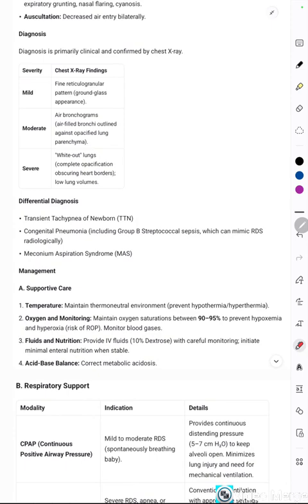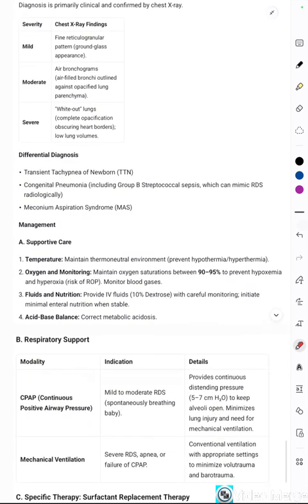So there are chest X-ray findings. In the mild, bilateral reticulogranular opacity is seen. In moderate, there are air bronchograms, that is, air is present in between the bronchi. And in severe, there is a complete whiteout of the lungs, that is complete opacification, and the cardiac silhouette, that is the heart borders, cannot be traced out.